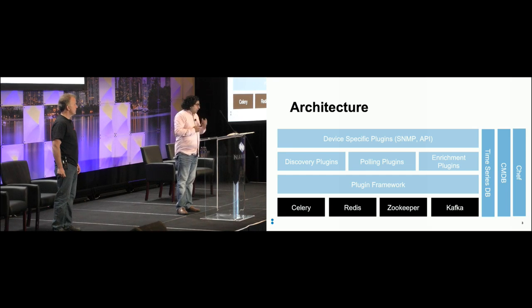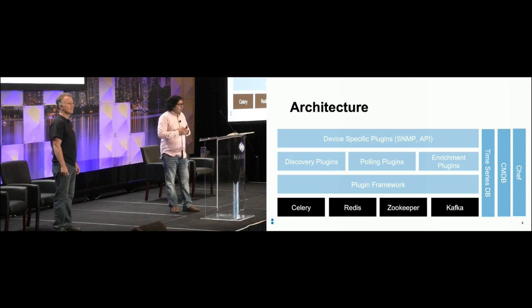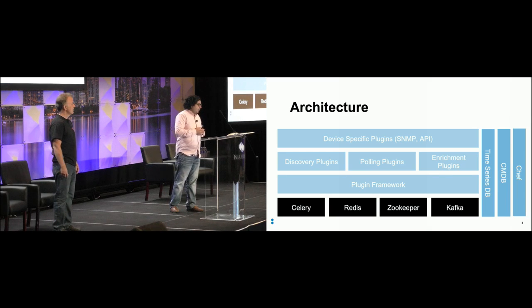There's a bunch of supporting services in addition to the core platform, because obviously after we collect this entire data, we have to store this and analyze it. So we have a time series database that we use. We have an internal CMDB that we use for device discovery. And then we use Chef for deployment and configuration.